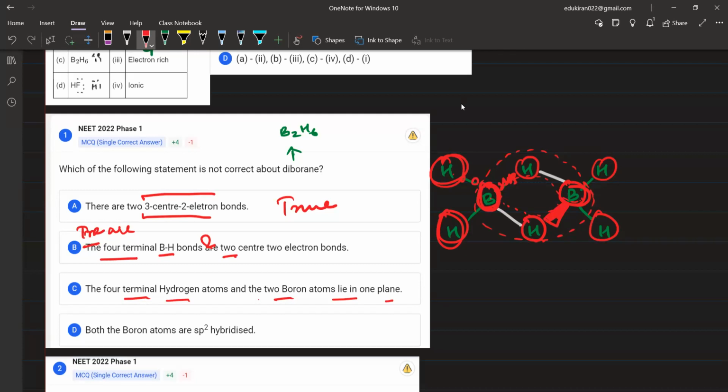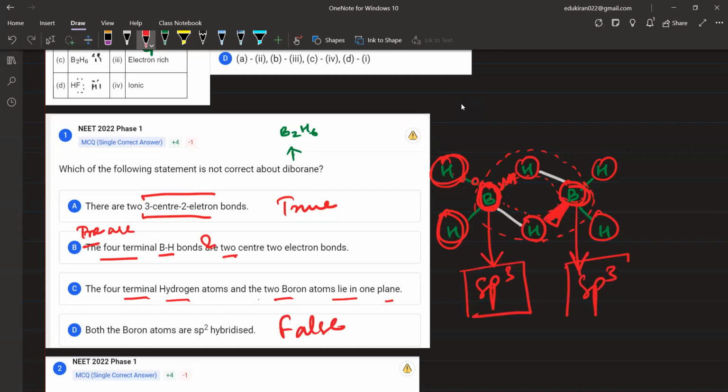But at last, if you see this, each of the boron atoms is now having four bonds. That is why it will be sp3 hybridized and not sp2 hybridized. This is a false statement. Okay? So boron here is sp3 hybridized and this boron is also sp3 hybridized. Why? Because they are having four bonds. So this is the correct option and the wrong statement. Okay, moving on.